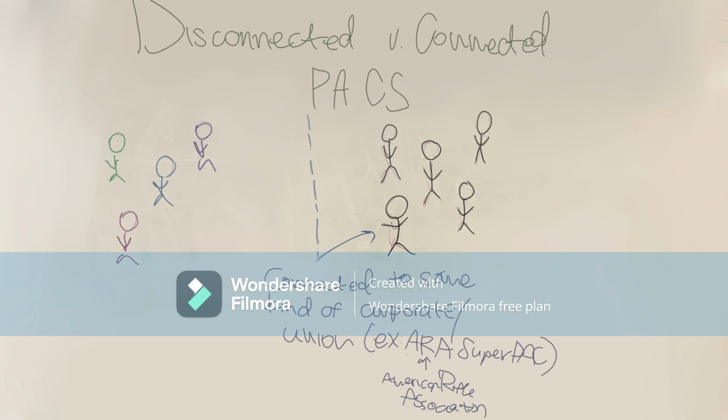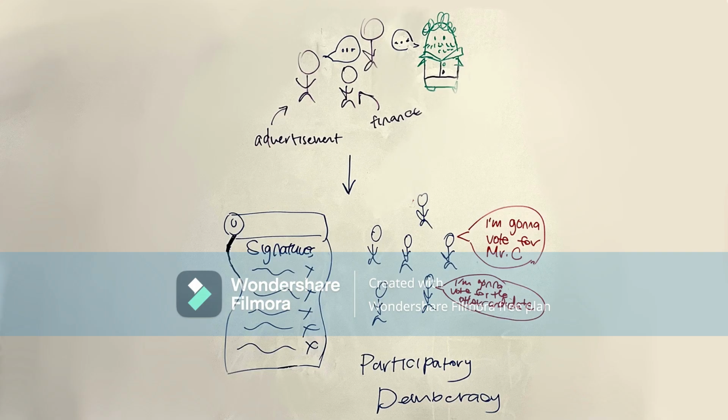There are non-connected and connected PACs. Non-connected PACs do not have a connected organization. That is, no corporation or labor organization establishes or administers the PAC. If a super PAC were to form in favor of Mr. C, they could create signs to support him, but not directly donate money to him.